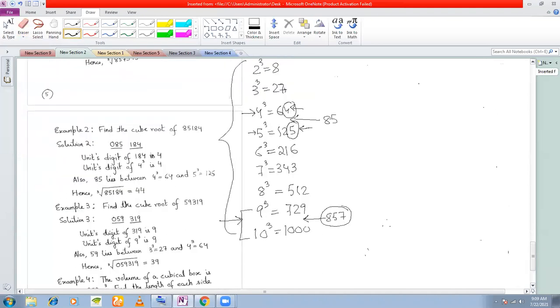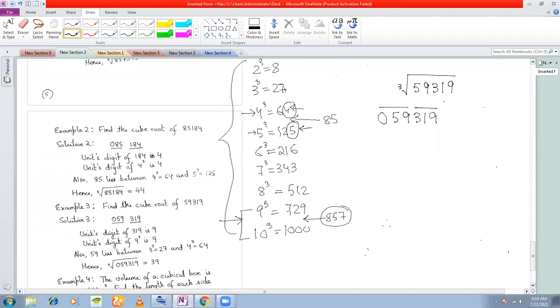59319. This is the given number. You have to find out the cube root of this. Okay, so let's write the number. Group the numbers. First group, second group, right?